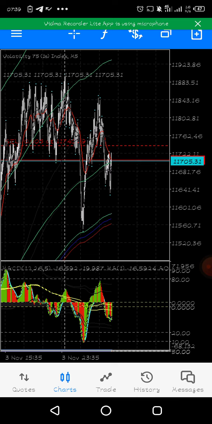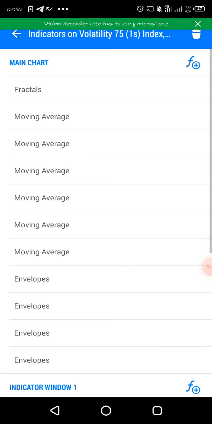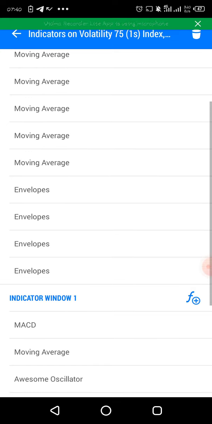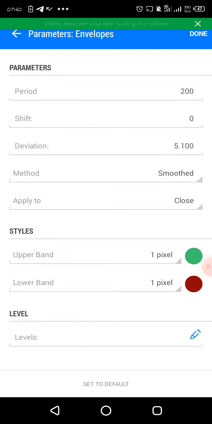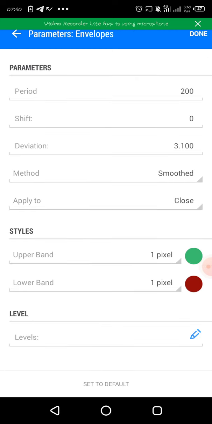All right. So let's quickly go to the setup, without wasting much of our time. Now, forget about these moving averages. I did those setups there for other reasons. Then let's quickly go to the envelope here. This is it. Just screenshot the setup. This is the first one, 200 period. Deviation is 5.1. Method is smooth. Apply to close. Then the upper and the lower band is green and red. Same thing here. At this time, I use 3.10, not the first one, which is 5.1. This time 3.10. Then follow the same procedure as you screenshot.